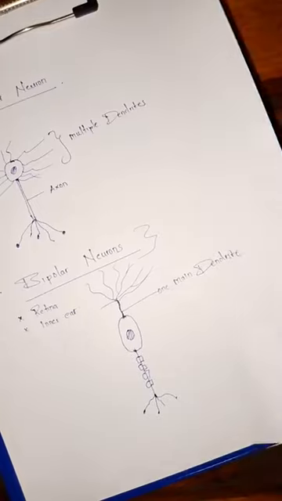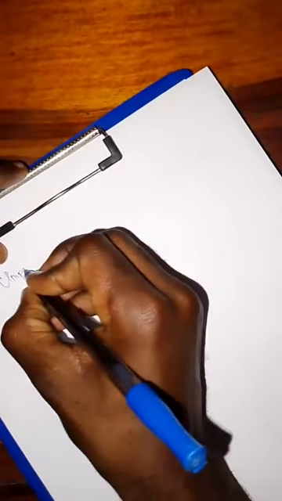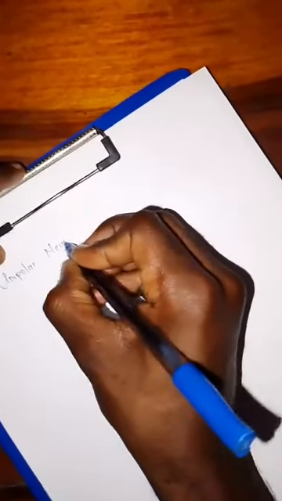Then the other type of neuron that we can talk about is the unipolar neuron. This is the third one, the unipolar neuron. These unipolar neurons have a single process that splits into two. So they are going to have a single process that will come and split into two. And these unipolar neurons always function as sensory neurons. They are sensory neurons.